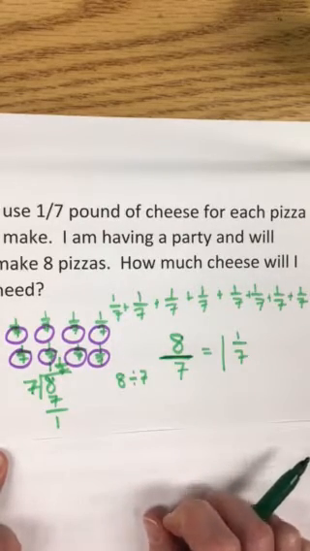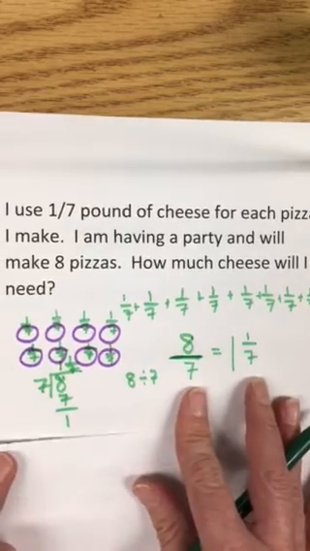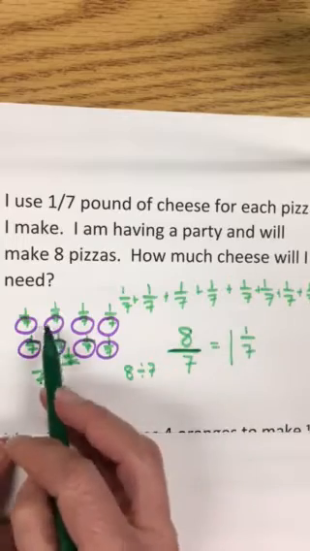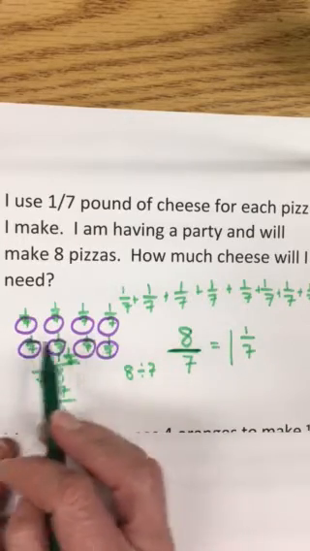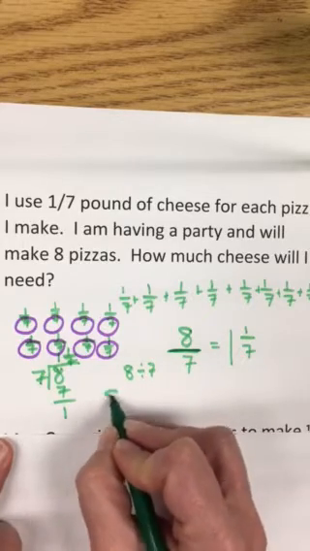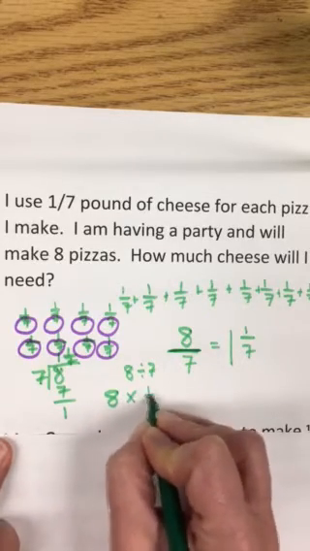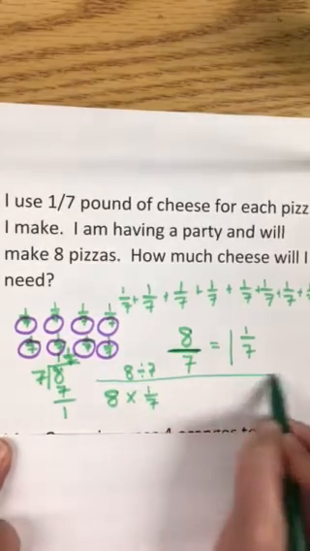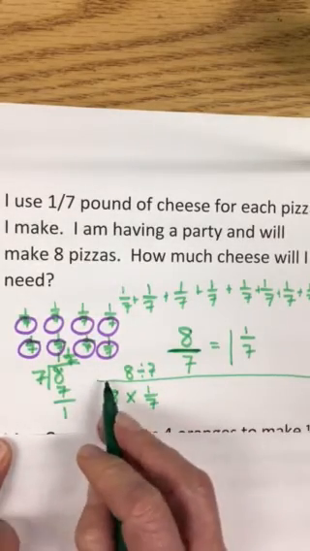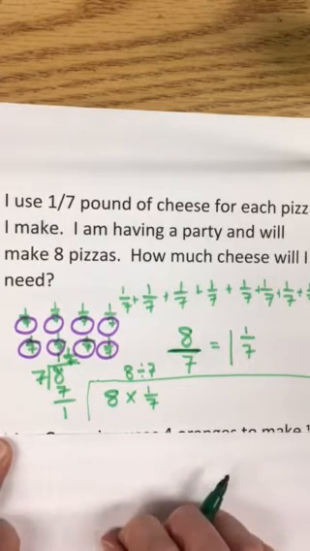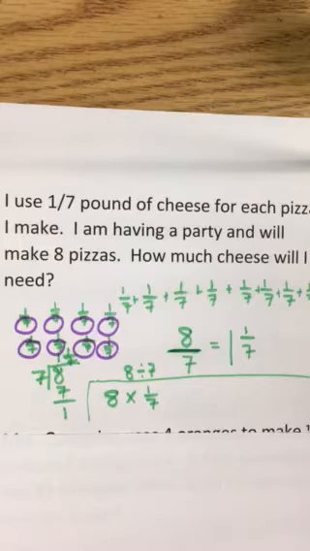Now, what is the math of this, or how could we also solve for this just mathematically without all the pictures? Well, we could say we have 8 pizzas. Each pizza gets 1/7 of cheese, therefore 8 times 1/7. So let me put a line here. This is if we were just doing it mathematically, if we don't need the picture, then 8 times 1/7. How do I solve for that, class?